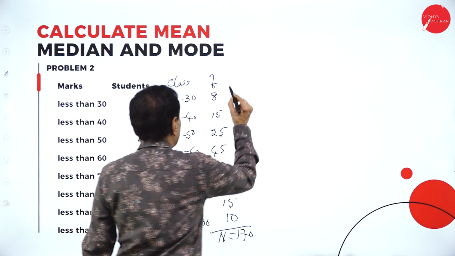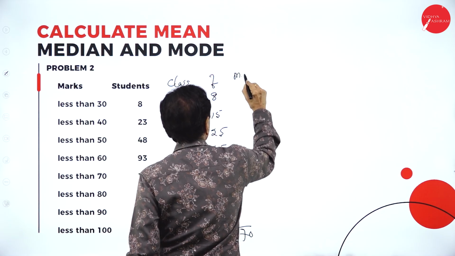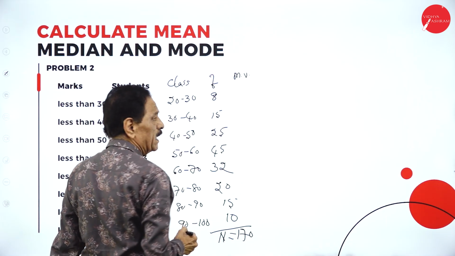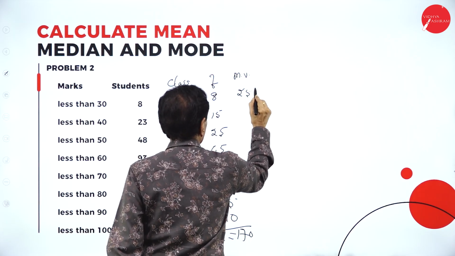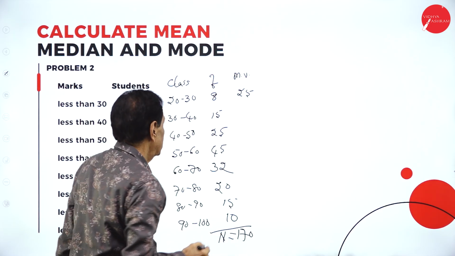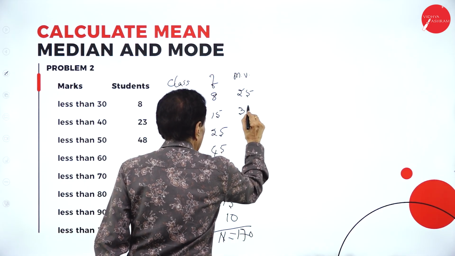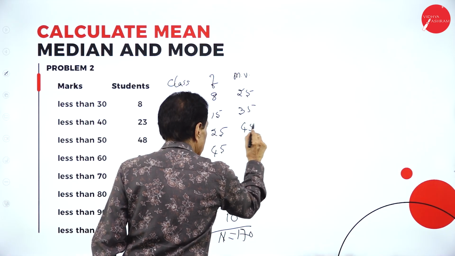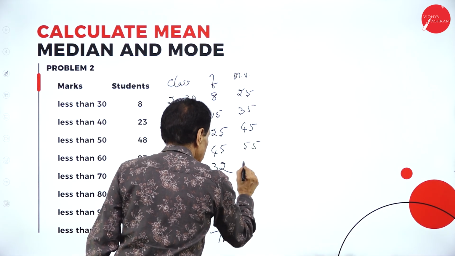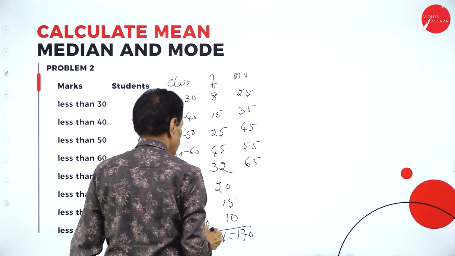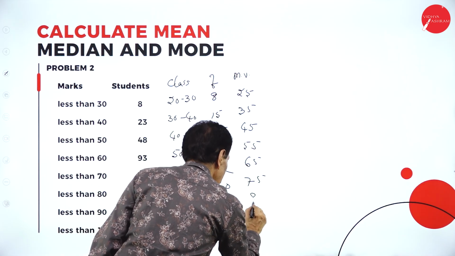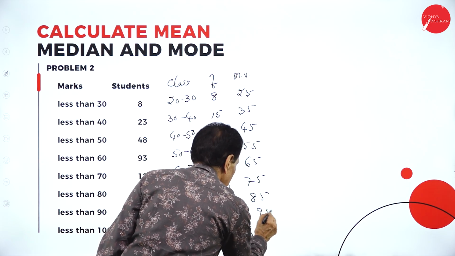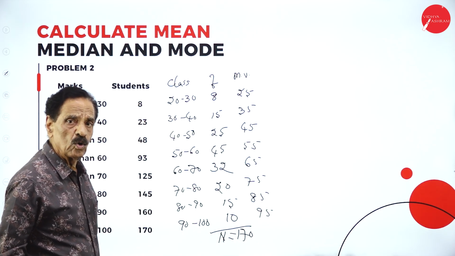Then come back to mid value. 20 plus 30 is 50, divided by 2 is 25. So there is a difference of 10: 35, 45, 55, 65, 75, 85, 95. Difference of 10 goes.